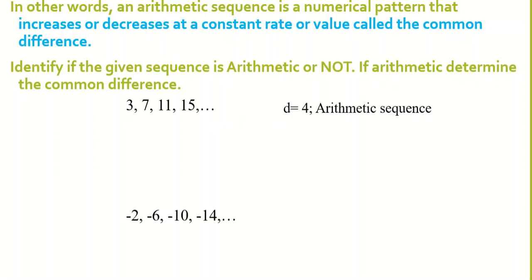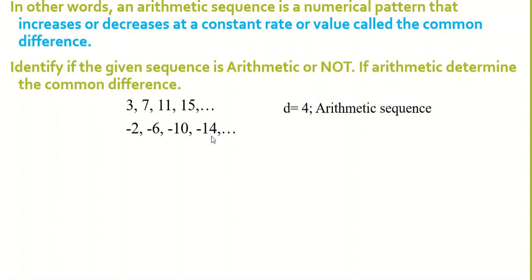Okay, next we have negative 2, negative 6, negative 10, negative 14, and so on. So first, try to get the difference. So negative 14 minus negative 10, negative 10 minus negative 6, and negative 6 minus negative 2. So recall the operations on integers. That would mean, subtracting integers, you have to change the sign of the subtrahend and proceed to addition.